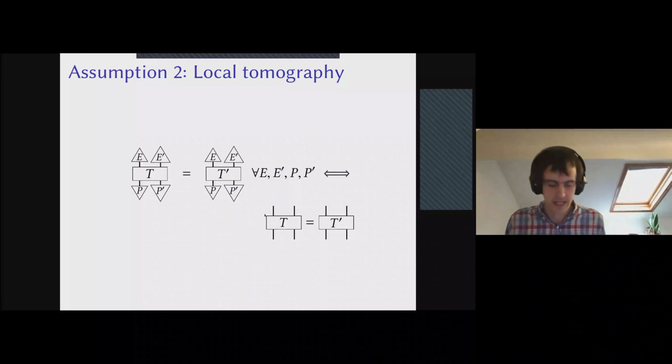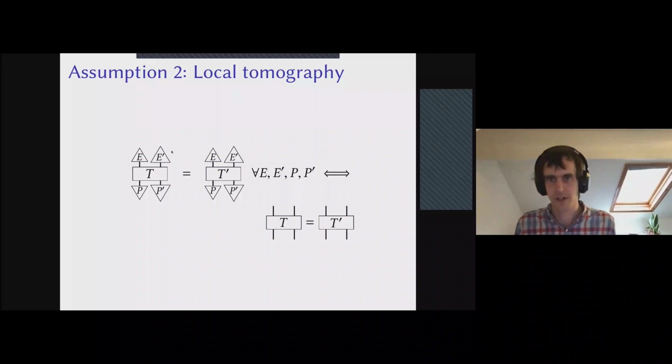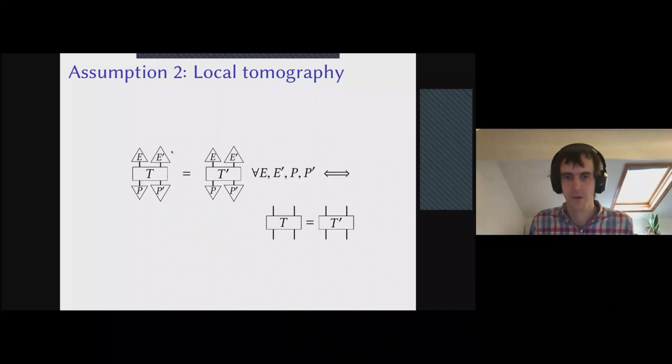Okay. The second assumption we need is nothing to do with the ontological model. It's just a property of the operational theory. And that's a property called local tomography. You probably don't need to worry about this too much if you're not familiar with it. The idea is basically just that it's possible to do process tomography and work out what process you have in your operational theory just using product states and product measurements. Which is a property that's true in quantum theory and true in quite a lot of other theories that people think about.